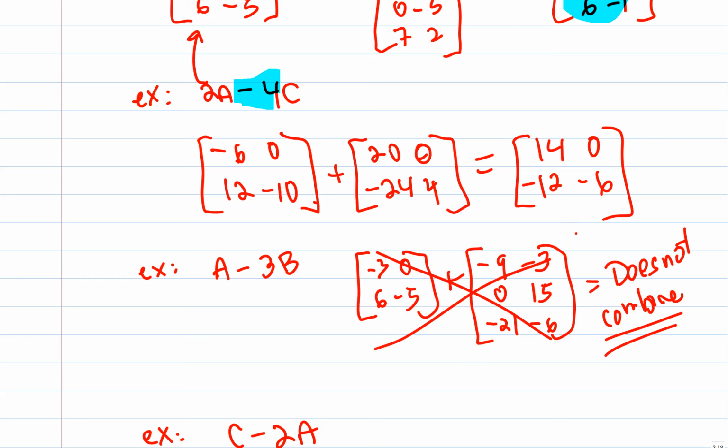What if I did C minus 2A? Okay, so C is negative 5, 0, 6, negative 1. I think. Let me just make sure I did that right. And then I put minus 2A. So A is here. Minus 2A would be positive 6, negative 12, 0, positive 10. Okay? So let's bring that down.